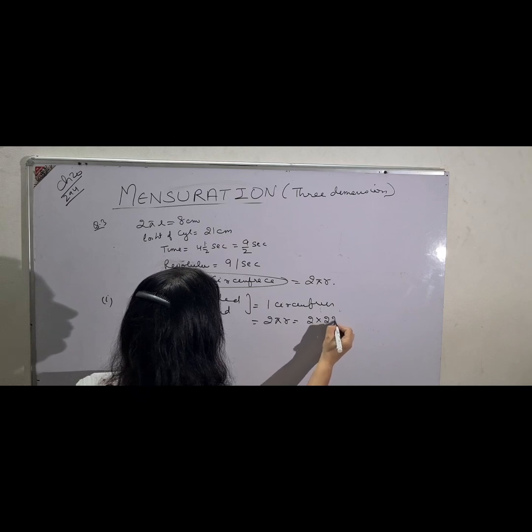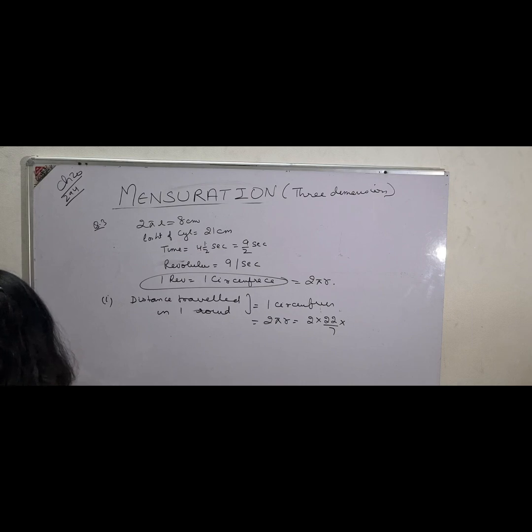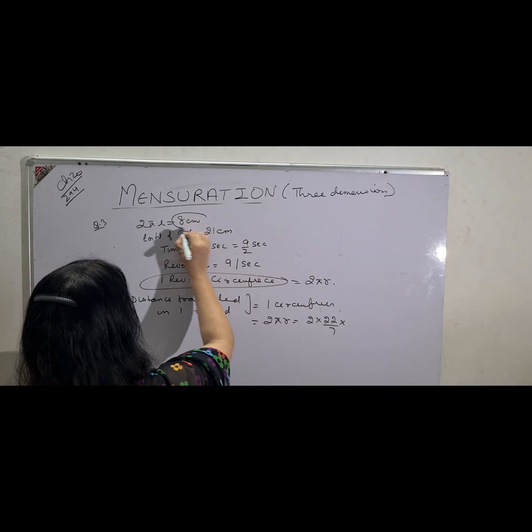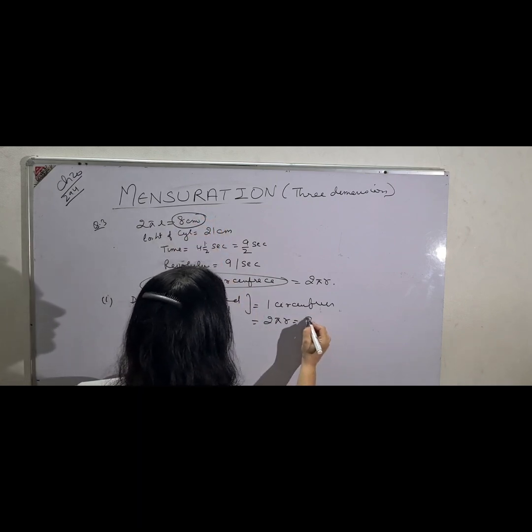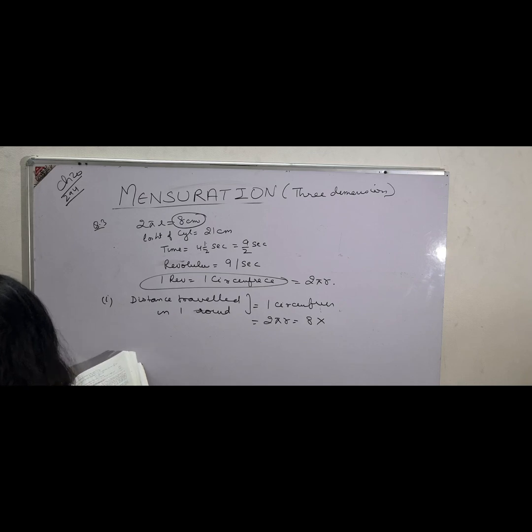2 into 22 upon 7 into r. Now what is r here? R is not given to me, but 8 is given to me. Total 2 pi r is given to me. So 1 circumference, 8 into what? 8 into 9 complete revolutions. 9 complete revolutions means they have asked you how much distance it travels. One circumference means one distance, one revolution. 9 circumferences means, understood? It is 9 into 8.